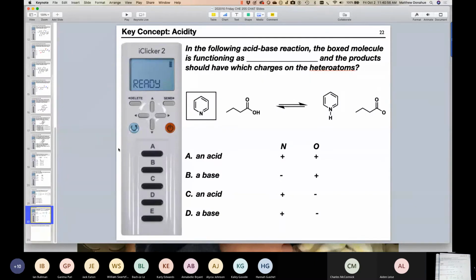So here's a follow-up to that. In the following acid-base reaction, the boxed molecule is functioning as what? And the product should have which charges on the heteroatoms? So the molecule in the box on the reactant side is functioning as what? Then if you look on the product side, you have some heteroatoms that are not currently, as they are drawn, obeying correct Lewis guidelines. So they should have a formal charge associated with them. What should those charges be?